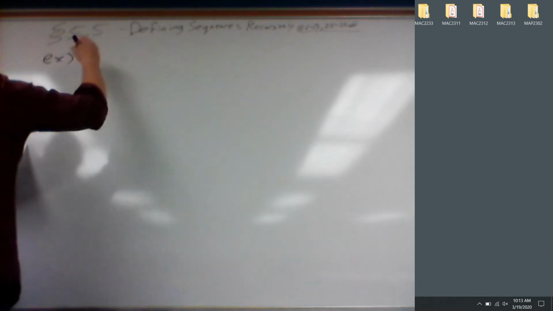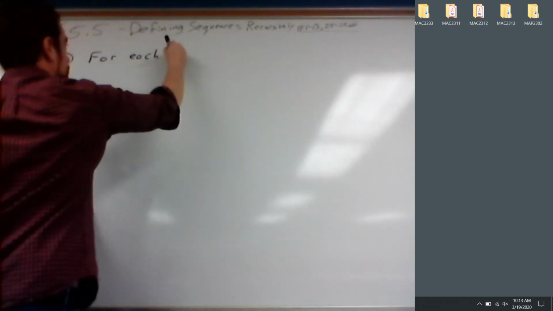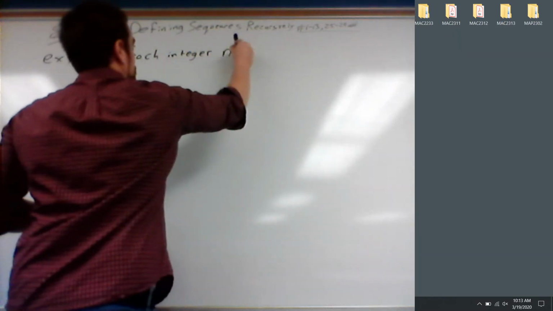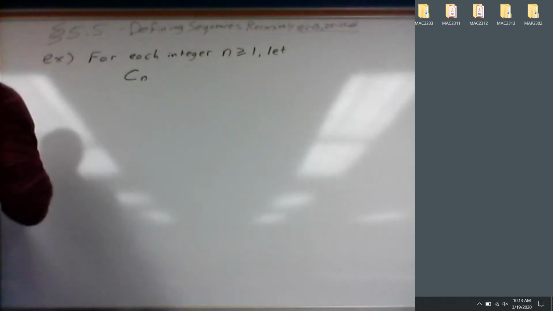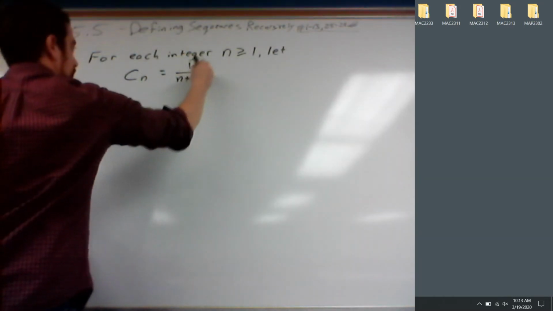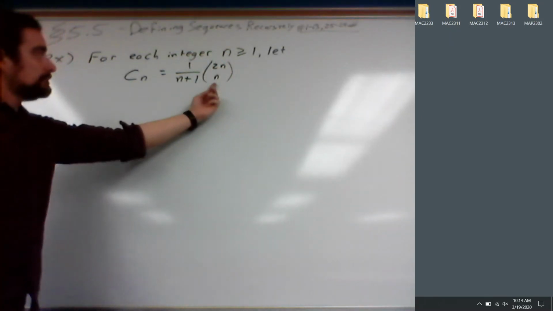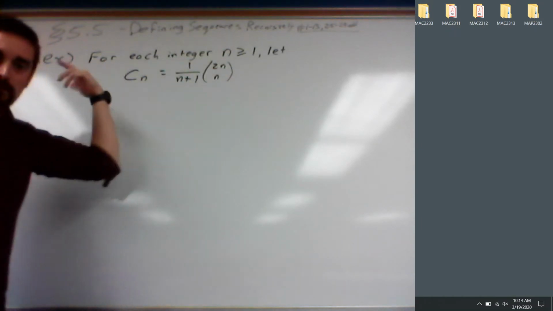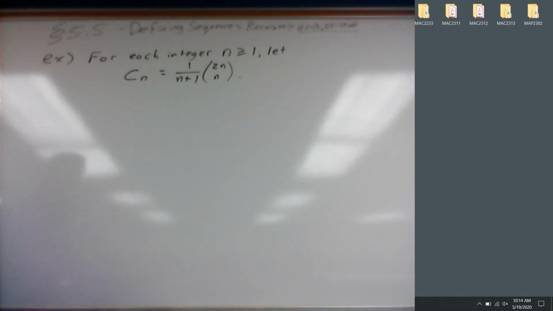Now let's take a look at another example. Let's see, I've got one cooked up here. That says for each integer n greater than or equal to 1, let C_n equal 1 over n plus 1 times the quantity 2n choose n. This was our choose function, right? This was like n choose k that we talked about in the previous lecture. So this is not a fraction or something like that. That's our choose function.